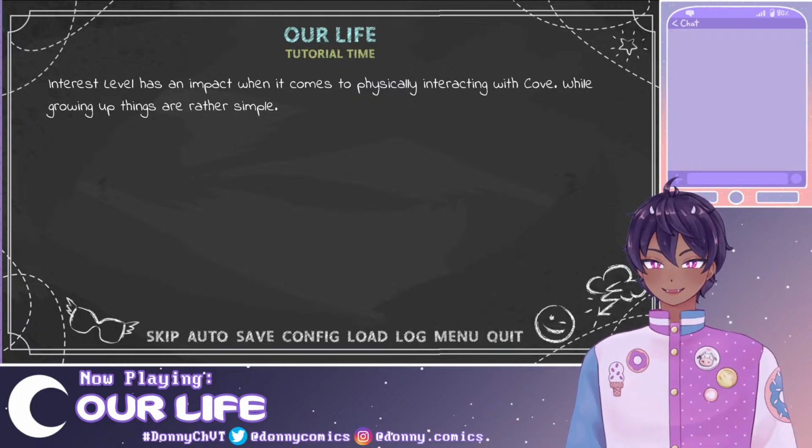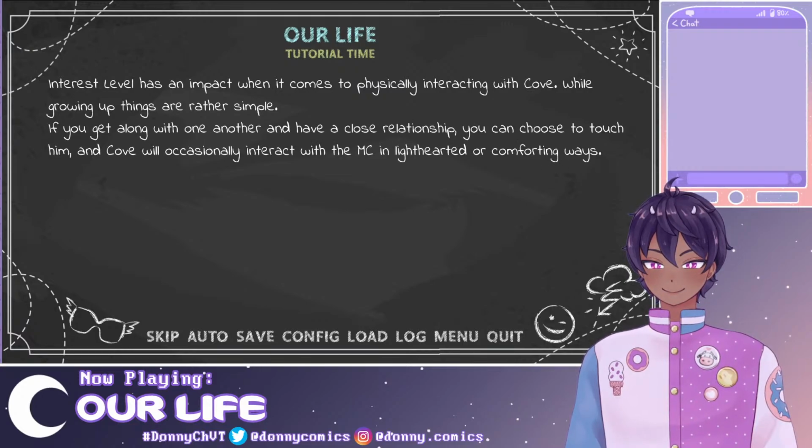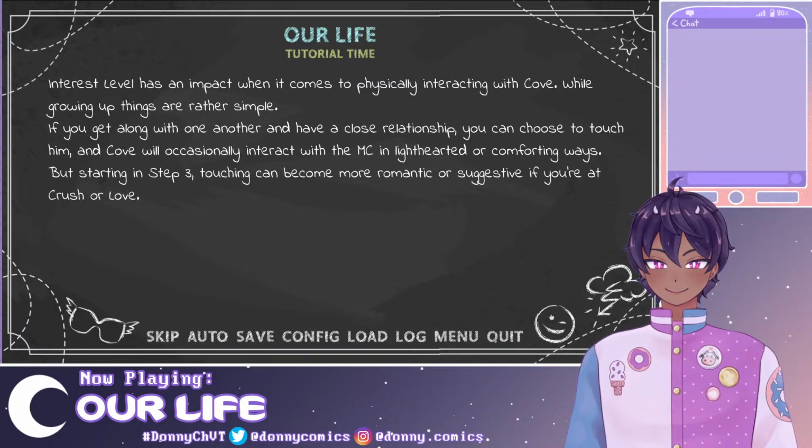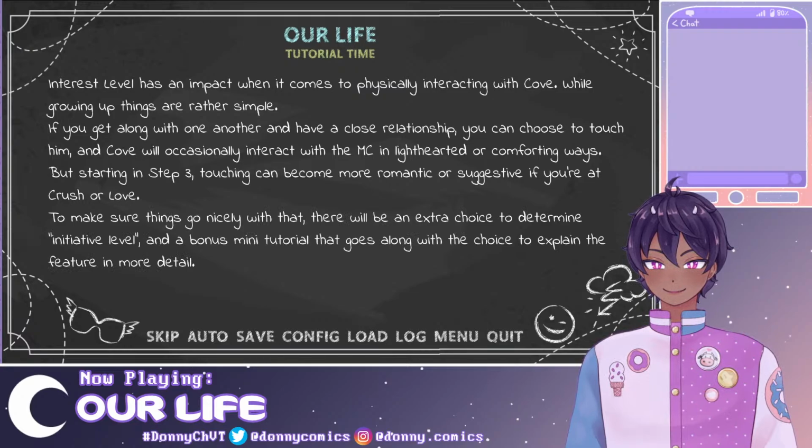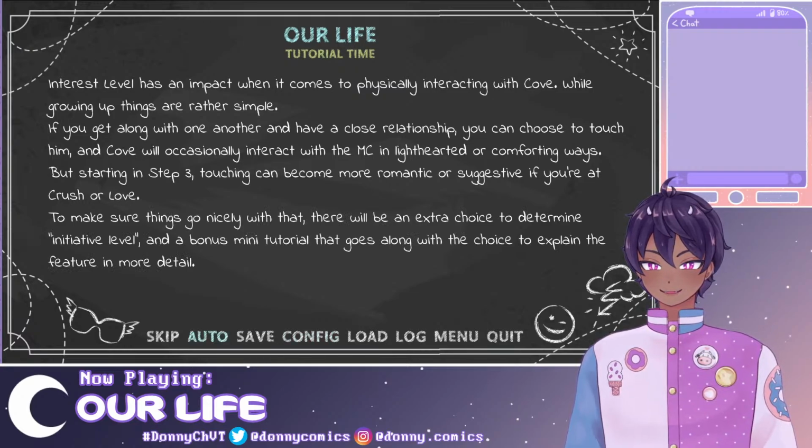Interest level has an impact when it comes to physically interacting with Cove. While growing up, things are rather simple. If you get along with one another and have a close relationship, you can choose to touch him, and Cove will occasionally interact with MC in light-hearted or comforting ways. Okay. But starting in step 3, touching can become more romantic or suggestive if you're at crush or love. Bruh, I can figure it out. Maybe I should just skip this.